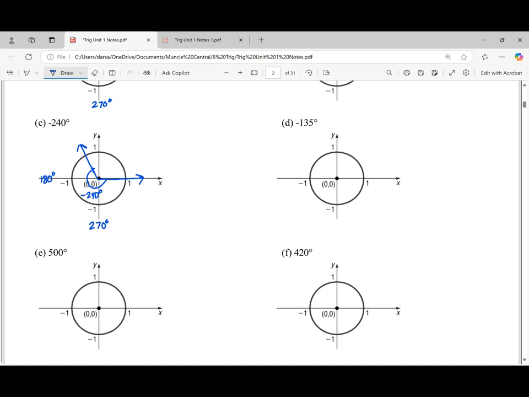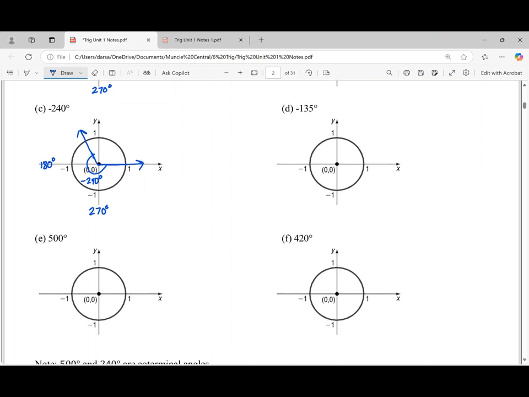What's really interesting here is that this angle of negative 240 and the angle of positive 120 land on the same place. They are both quadrant 2 angles and they both land on the same angle of the unit circle. So when you're doing a negative angle, you still start on that positive x-axis, but you swing in a clockwise direction 240 degrees. Let's look at this next one, 500 degrees.